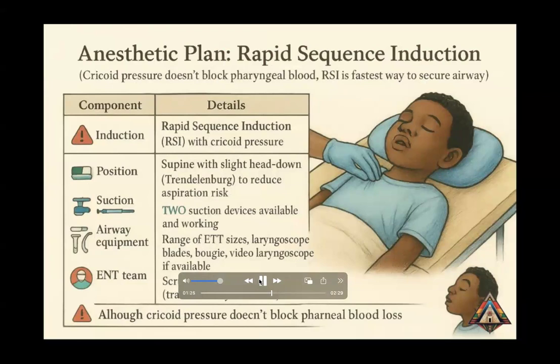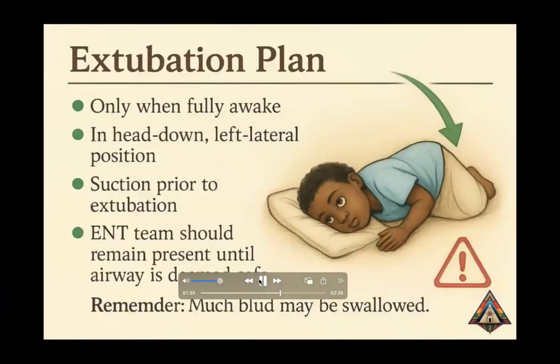We put the child head down to help protect the lungs. Use suction to clear the blood. Have all equipment ready. ENT surgeons must be nearby in case the airway is lost. Do not remove the breathing tube unless the child is fully awake. The head should be turned to the side. Suction before extubation. Keep the ENT team close until we are sure the airway is safe.